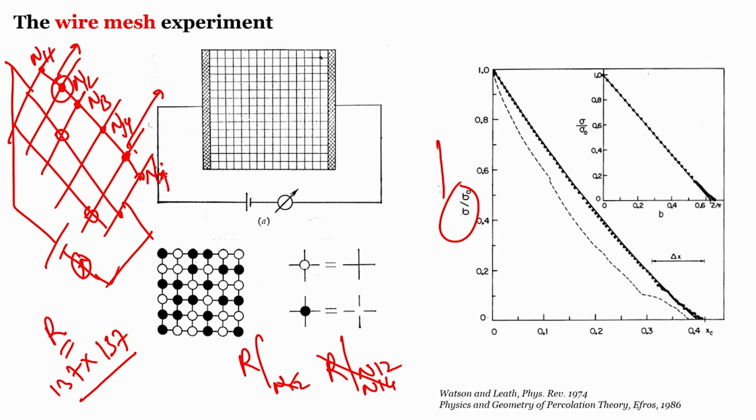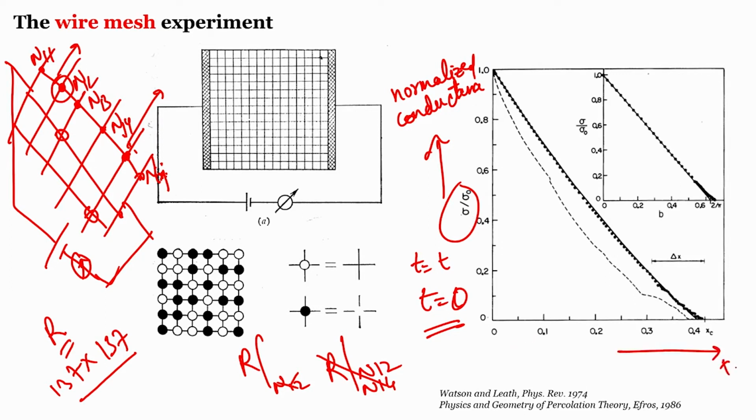So this is normalized conductance. When I say normalized conductance, it is the conductance at that instance of time divided by the conductance at t equal to 0. t equal to 0 means the instance where this experiment was started, and t is the time when we are looking at the conductance at each instance of the x axis. This is x, this is y.